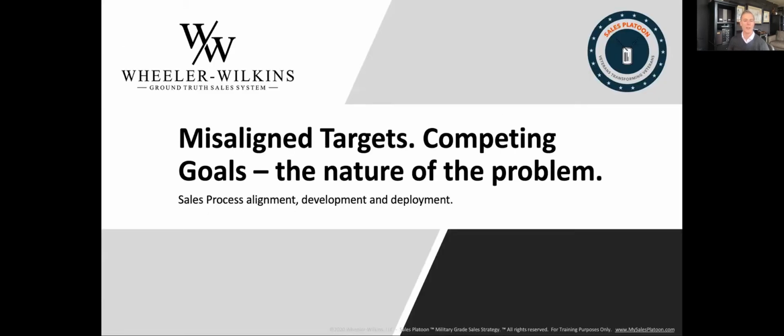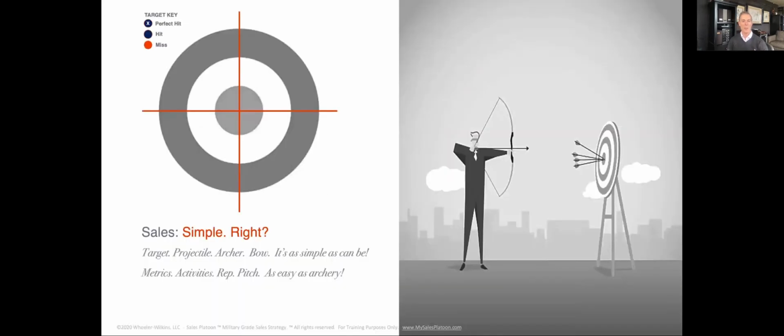Okay, so let's get into the nature of the problem. And the nature of the problem is if we have misaligned targets and we have misaligned goals, I'm going to have a really hard time trying to hit my sales targets. Now let's take a step back here for a second and think about sales as a whole. So sales is pretty simple, right? If you've been in sales more than 5 minutes, you know it's not as simple as this diagram makes it look, any more than if you've ever gone to an archery range, how difficult it can be to notch an arrow and loose it down range and hit that target.